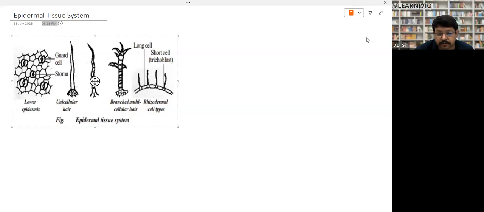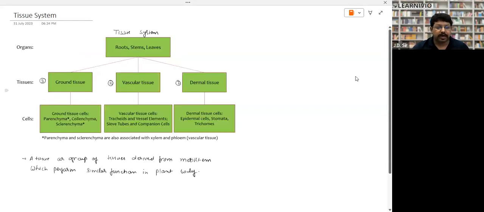Please note down that the tissue systems are ground tissue, vascular tissue, and dermal tissue. Don't write down the types of cells which come under them.